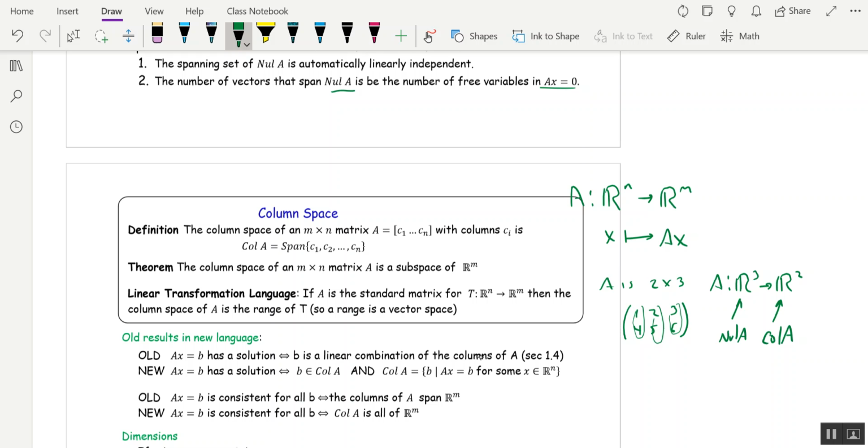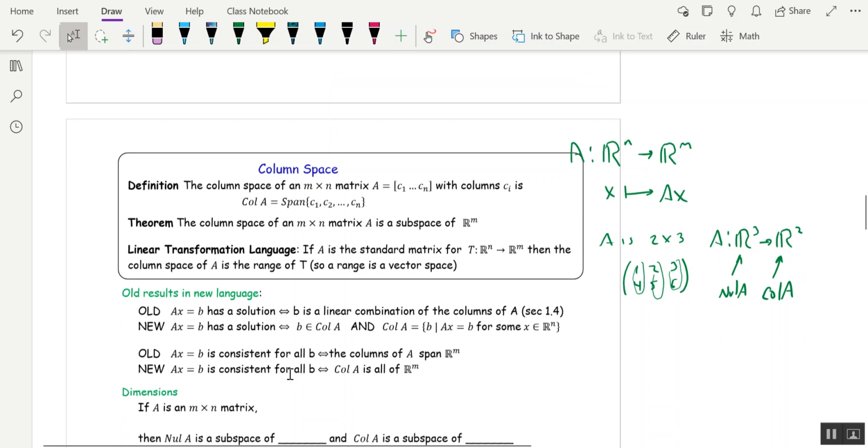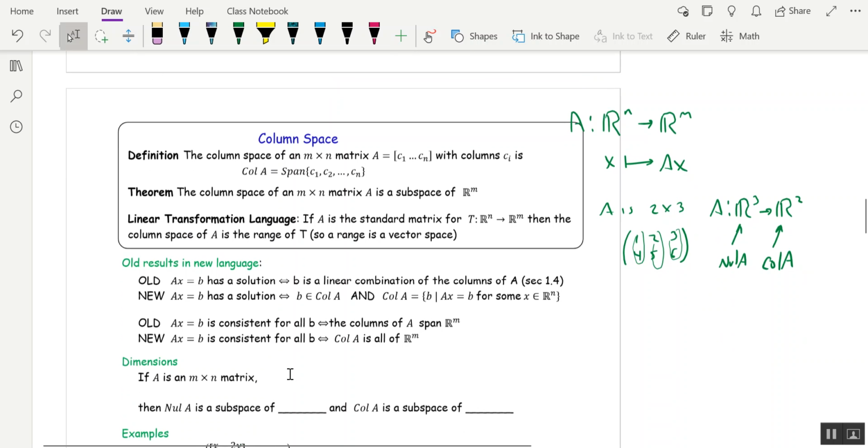We're talking about two subspaces today associated to an m by n matrix. One of them lives in the domain, and one of them lives in what we call the codomain. And again, I'm going to go through this many times before the end of this chapter. Let's look at some old results in a new language.